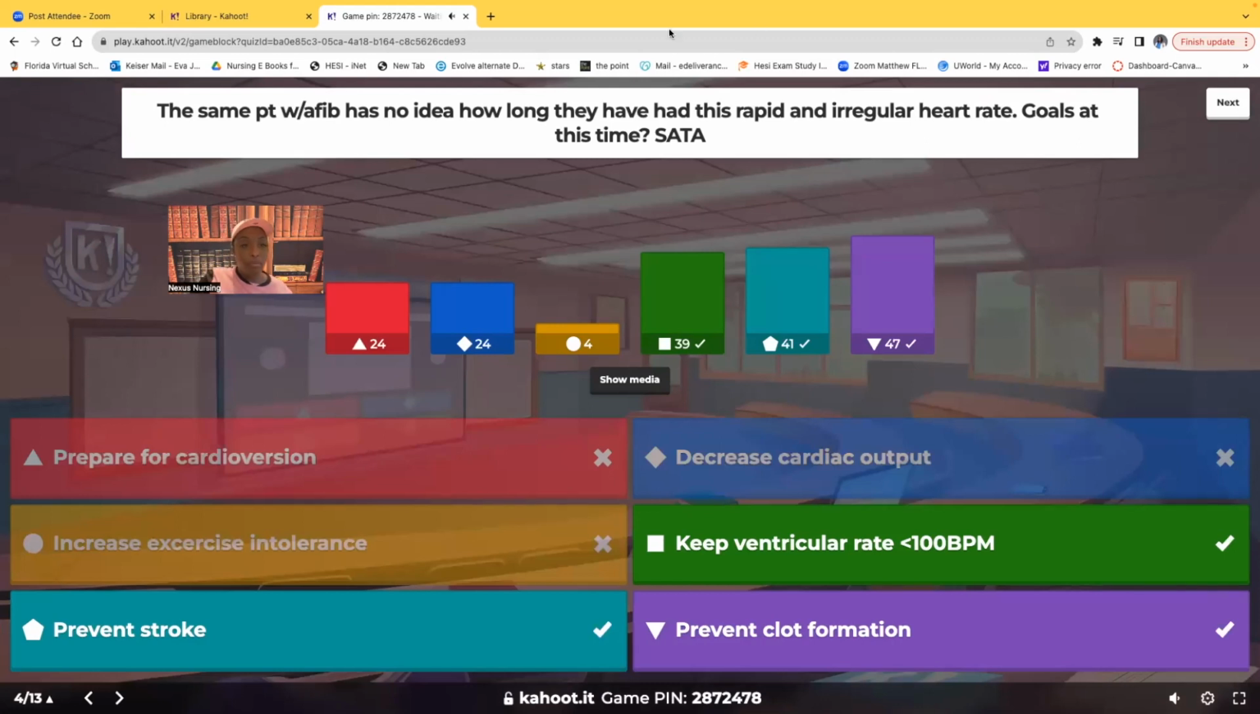Okay, let's talk about it. Let's go over them one by one. Prepare for cardioversion. No. How did 24 of you still choose prepare for cardioversion when I just told you that if the patient's been in this arrhythmia for more than 48 hours, we're not going to do cardioversion, because we are not trying to dislodge any clots and make that bad boy go to the patient's brain and cause serious damage? In this situation, the patient has no idea how long they've had this irregular heart rate. We're not going to take that chance, so that's wrong.